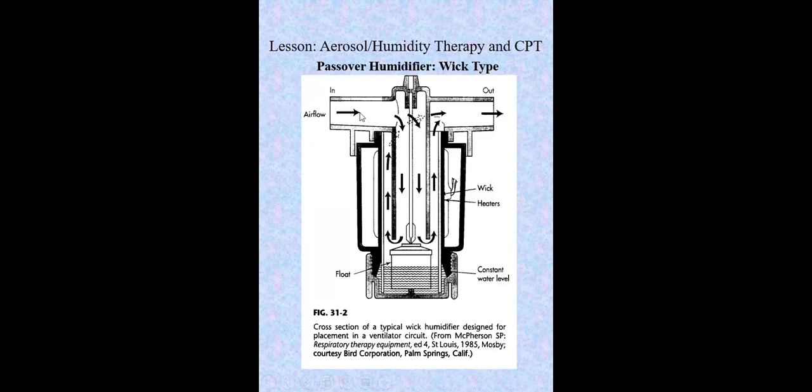You got water, air goes in, comes down and sucks up the water from the wicks and comes back out. It just passes over or through the wicks, okay? So this is the wick type. When you have these little wicks, like you think about a candle wick, just sticking down in the water, those paper towel-like wicks will suck up the water from the bottom and get moist, all right? As the gas flows in, it passes and takes the humidity from the wicks and gives it to the patient on this side, okay?